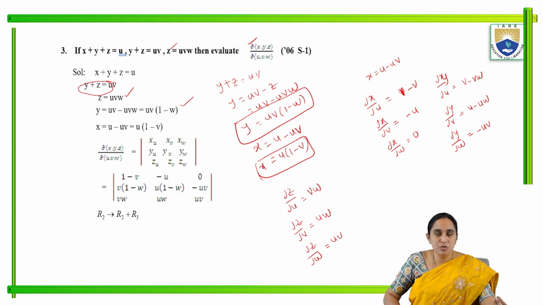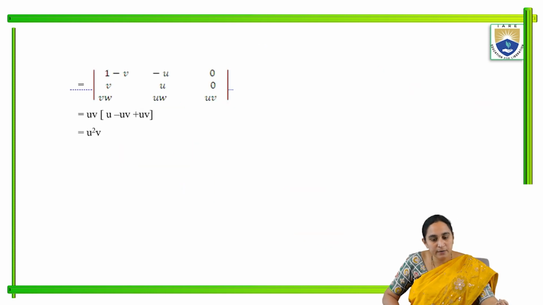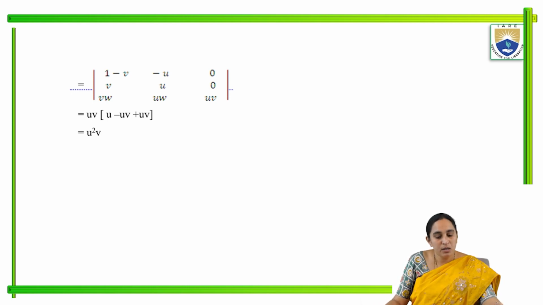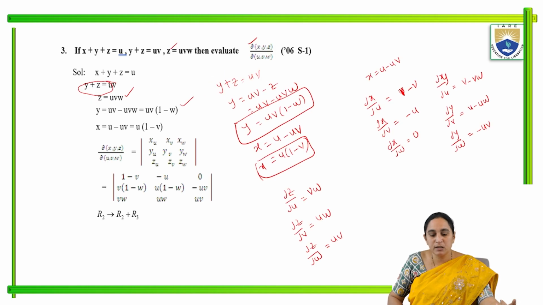If you are using the row operations, we make some values zeros. For that, easily we can find out the determinant value. Here I am using the row operation R2 goes to R2 plus R3. From that, the rows are 1 minus v, minus u, 0; v, u, 0; vw, uw, and uv. Therefore, after using the row operations, uv into (u minus uv plus uv) is equal to u square v. This is the determinant, or Jacobian, of dou of (x, y, z) by dou of (u, v, w).